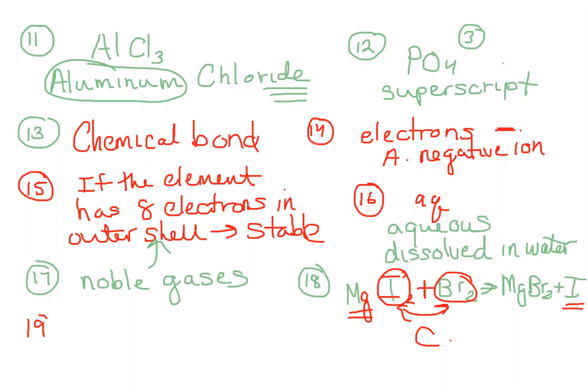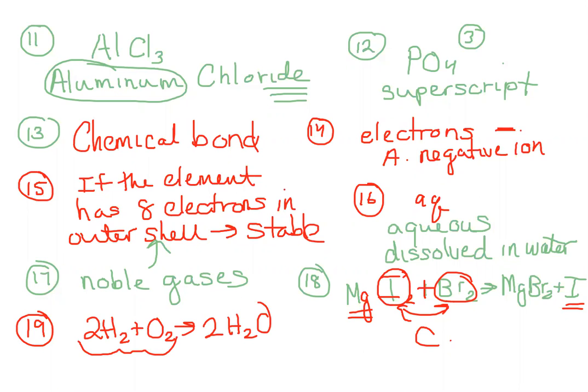And 19, identify the part of the chemical equation below. 2H2 plus O2 yields 2H2O. This part right here, the part that we start with, are called the reactants. What you end with are called the products, but that's not on this one.